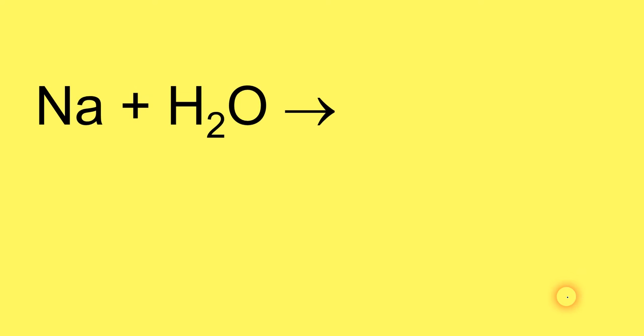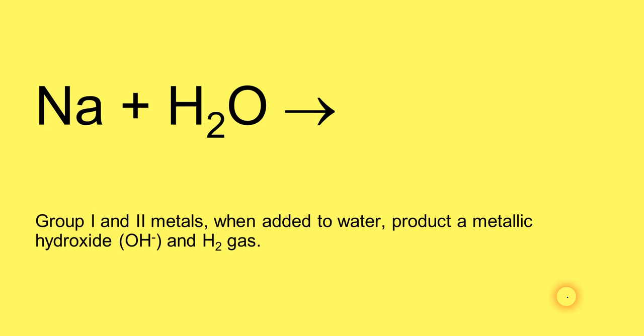Now, here's another example. We have sodium plus water, and here is the rule that's going to predominate here. This is a special case. Whenever we have group 1 or 2 metals, that's these metals on the first 2 columns of the periodic table, and you add them to water, you're going to make a metallic hydroxide and hydrogen gas. So this is a special type of single replacement reaction.